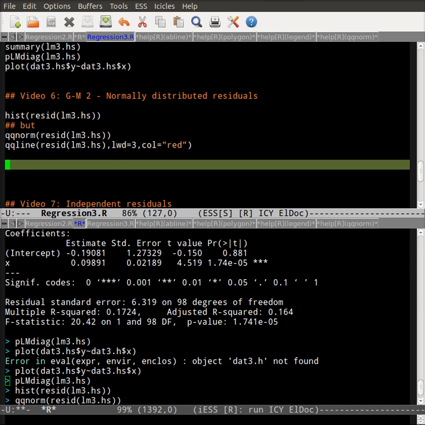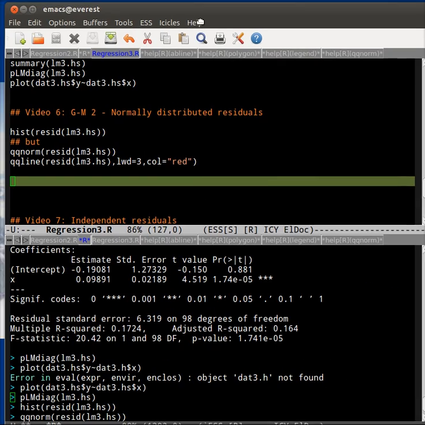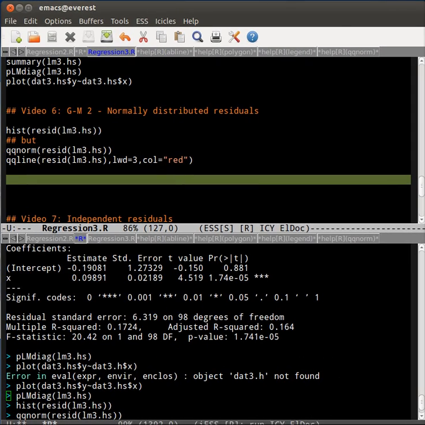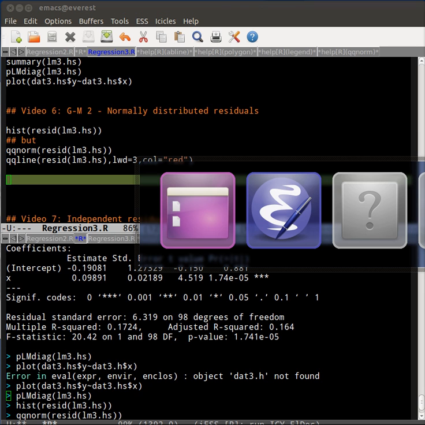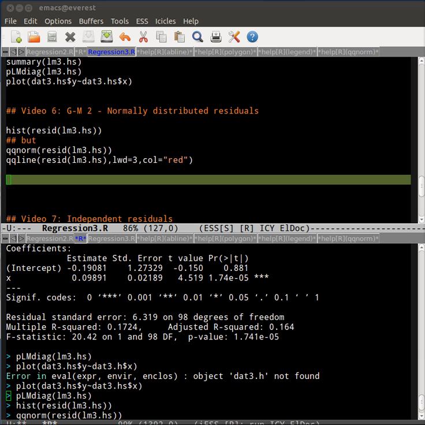Maybe I can't. Whoops. I have an applet that I'm running here.